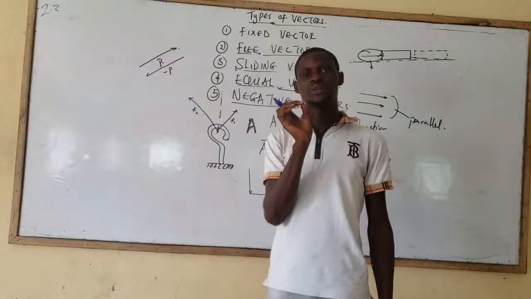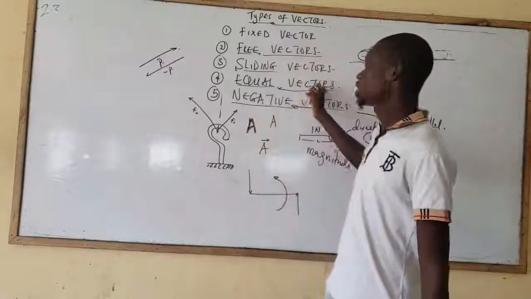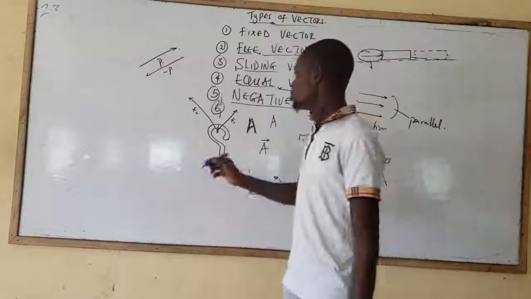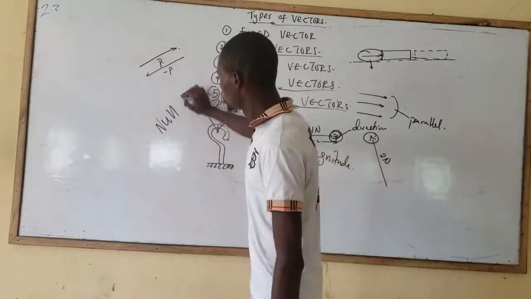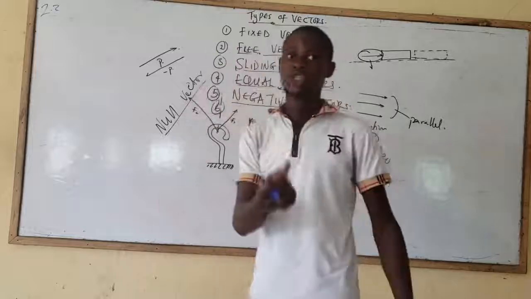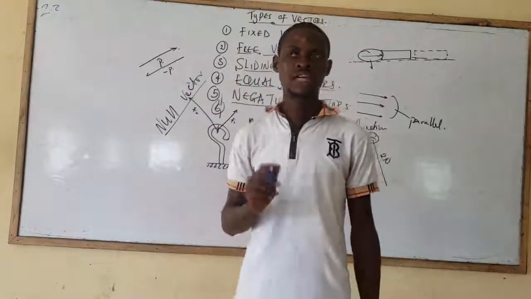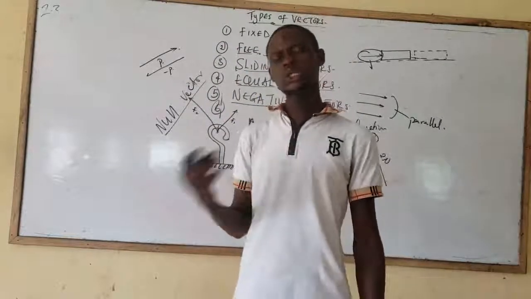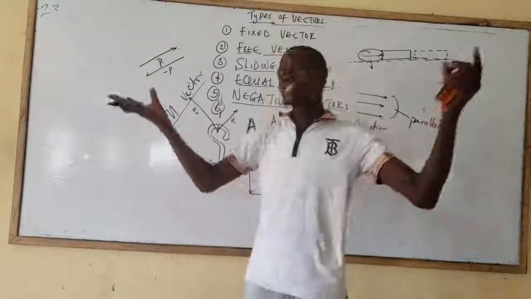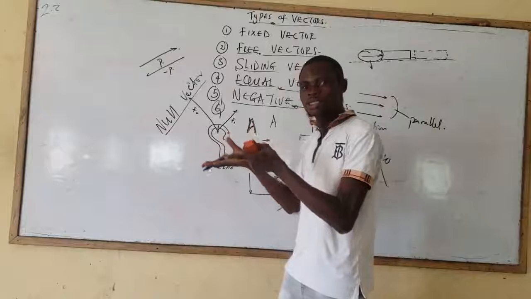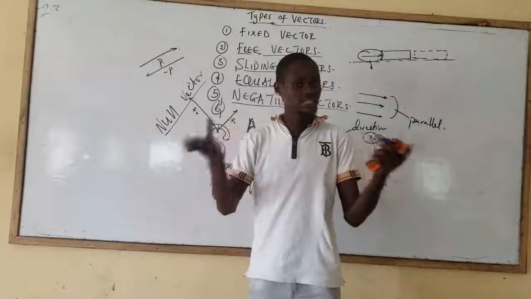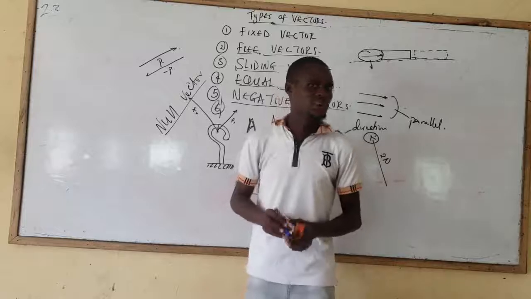Now, we can also have a null vector. That is a zero vector. As I said earlier, you have equal vectors, and you can also have a null vector. That is number 6, null vector. When we say null vector, it simply means a vector that has zero magnitude. How do we get that kind of vector? A null vector is obtained from vectors with equal magnitude but in opposite direction. It is a null vector.